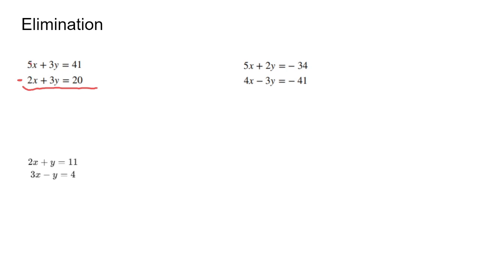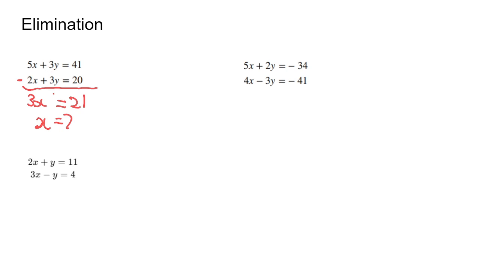And what we do is we first subtract the x's, that's 5x minus 2x to get 3x. Then we subtract the y's, and here 3y minus 3y is just 0, so we can get rid of the y. And then we can do 41 minus 20, 21, x, and then we divide both sides by 3 to get x equals 7.